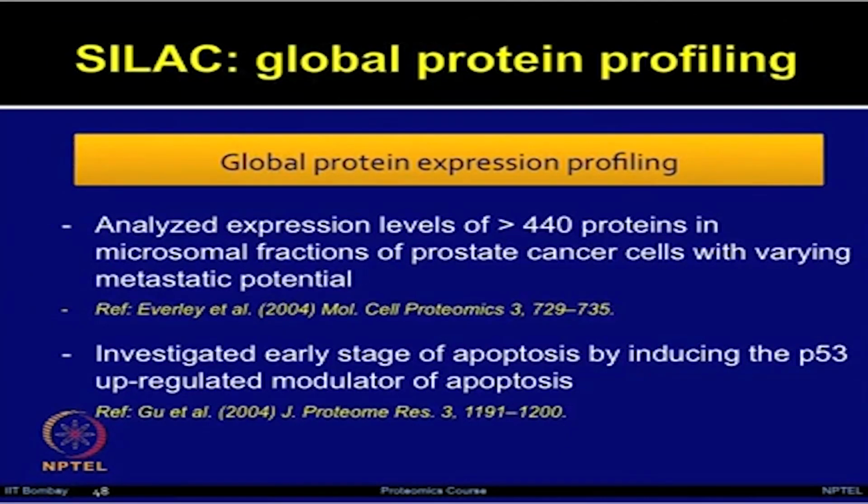There are numerous studies based on global protein expression profiling using the SILAC method. I am just highlighting some of the very early studies which set up the path for performing this protein expression profiling. So, a study by Everly et al. in 2004 analyzed the expression level of more than 440 proteins in the microsomal fractions of prostate cancer cells with varying metastatic potential. Another study by Gu et al. investigated the early stage of apoptosis by inducing the p53 upregulated modulator of apoptosis.